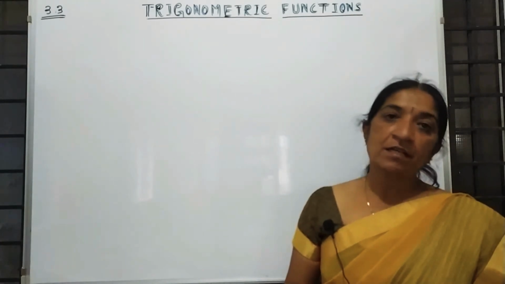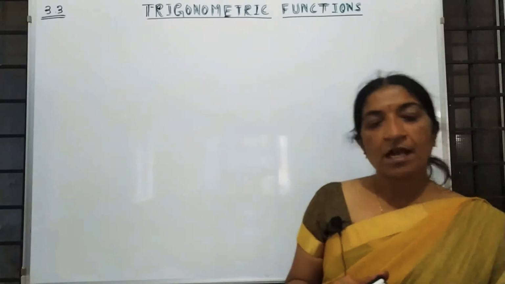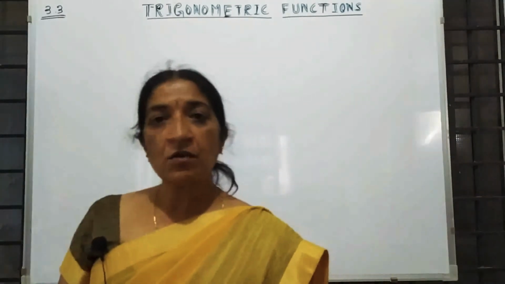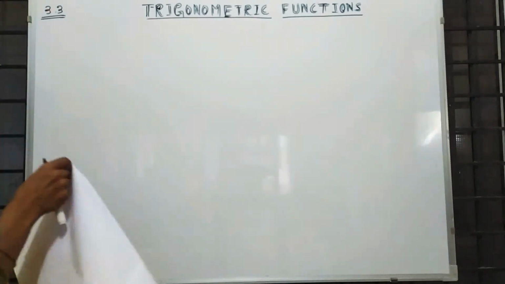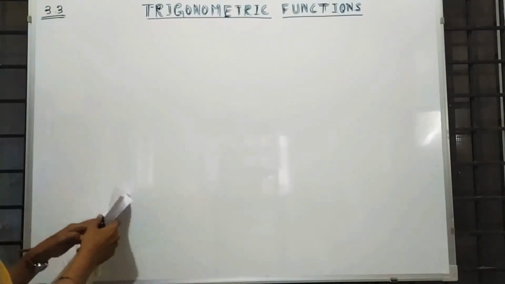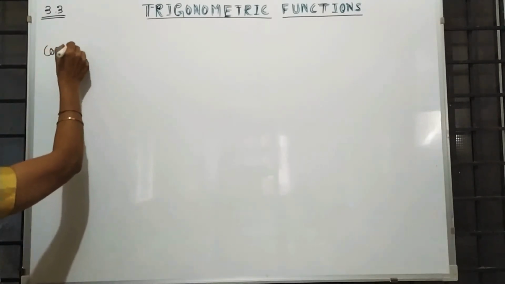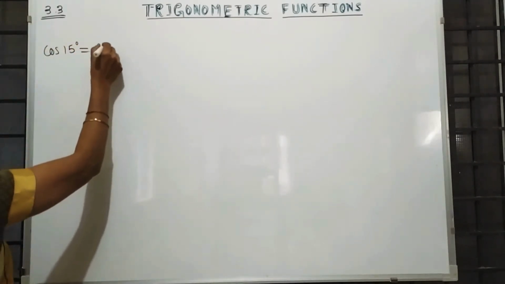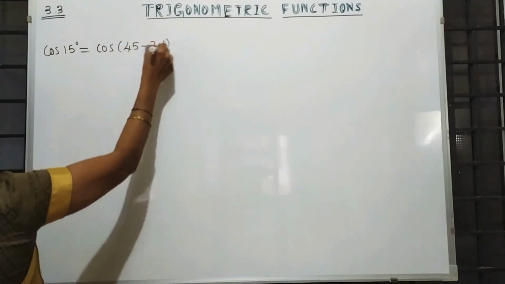So in the last class we started with the exercise trigonometric functions 3.3 and in that I gave some questions as a homework. First I will solve those questions. See the questions one by one. The first one is cos 15 degree. You know how to split cos 15? Cos 45 minus 30 degree.